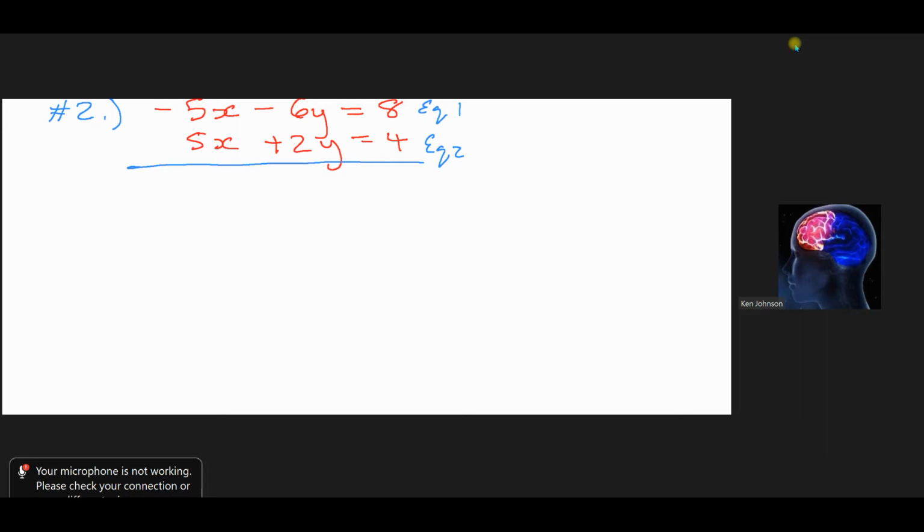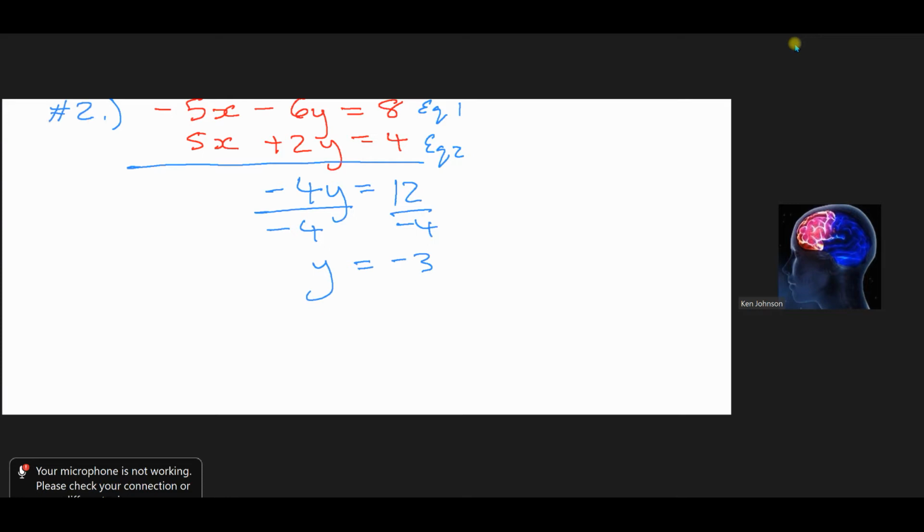That will be -4y. And bring down your equal sign. 8 plus 4, that's 12. And then you're going to divide by -4, right? So y is equal to -3.